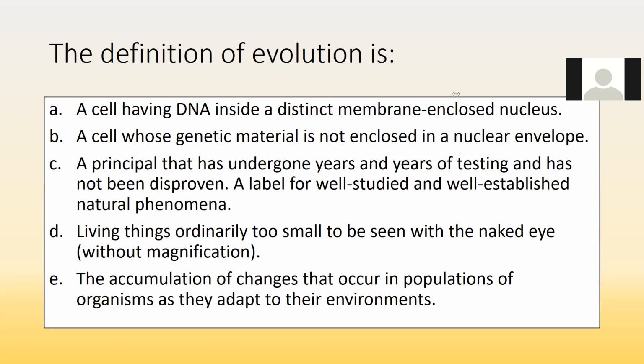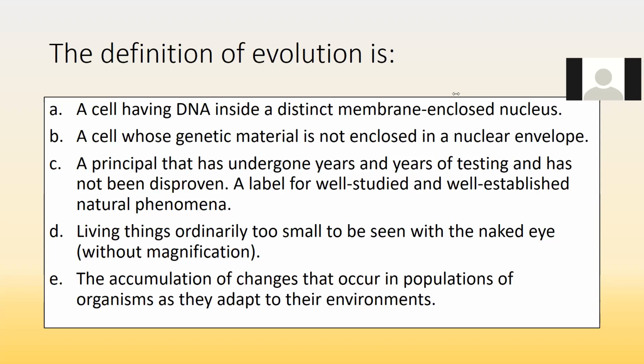Did you say E or B? The accumulation of changes that occur in a population of organisms. Isn't that the definition of evolution? It is the definition of evolution. Very good. By the way, sorry, on Thursday because of technical issues, we did get through Bloom's categories, but sort of. Anyway, this would be a remembering question.